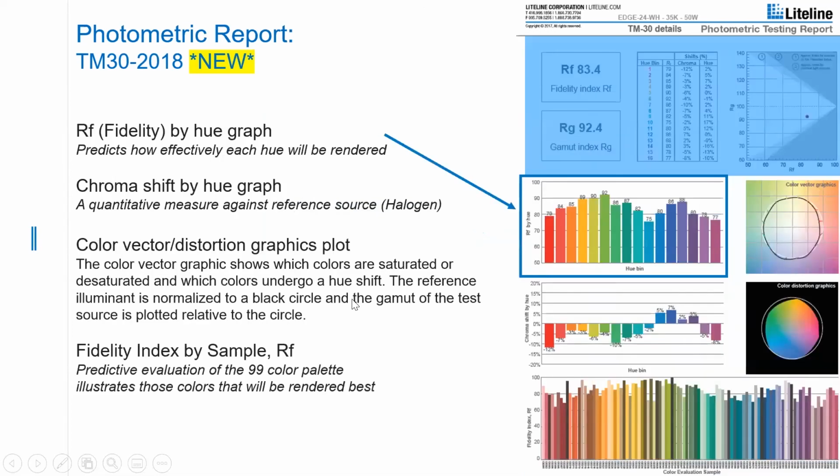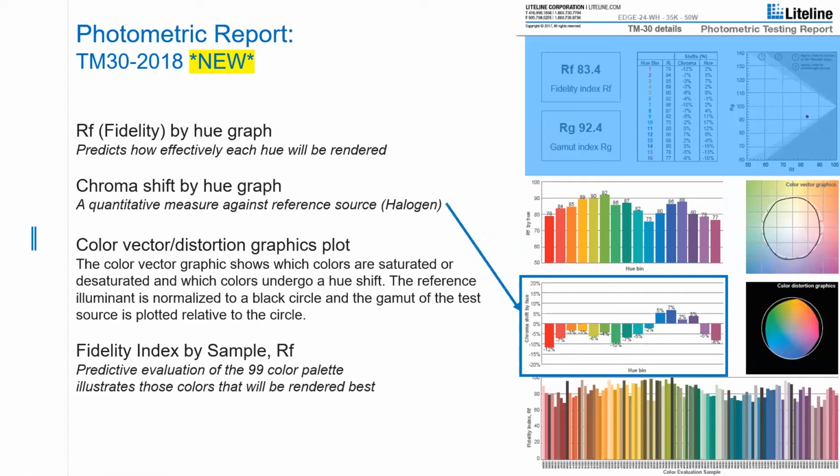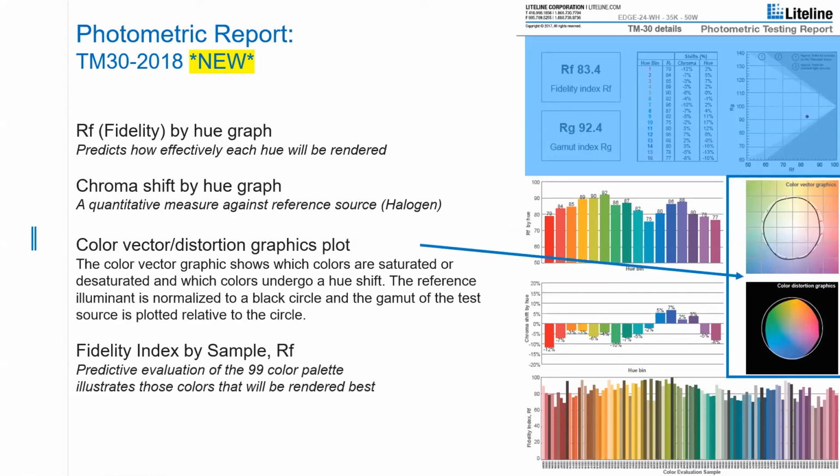The next part is just to describe the graph. So again, we've got the fidelity by hue, we've got chroma shift by hue, and we have the color vector distortion graphics plot. So a color vector graphic is something that takes the perfect round circle shape and then shows you where your light source is either deficient or over efficient.